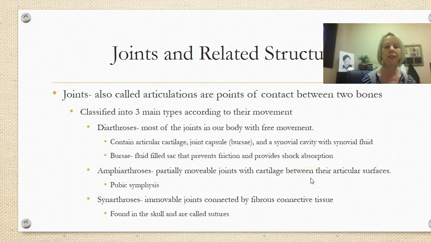Now for joints, these are articulations between bones where 2 bones come into contact with each other. There are 3 kinds of joints. A diarthrosis is a freely movable joint. Most of the joints are this type. An amphiarthrosis is a partially movable joint, typically with cartilage, and a synarthrosis is an immovable joint. And typically the synarthroses, these immovable joints, have fibrous connective tissue between. The sutures of the skull would be examples of synarthroses.